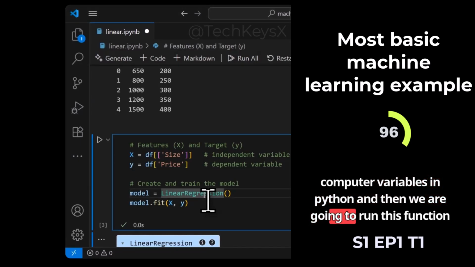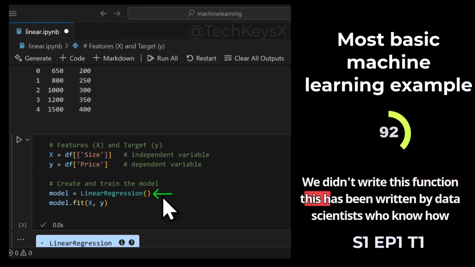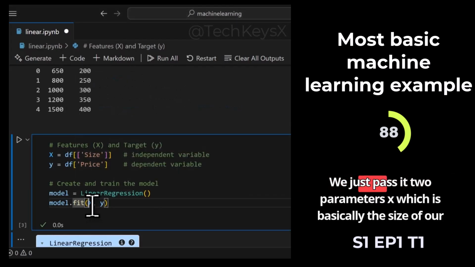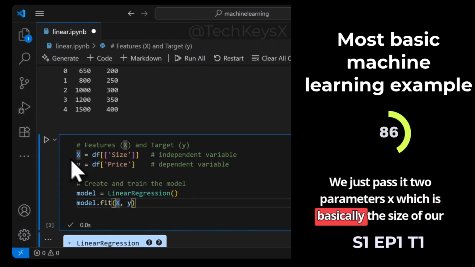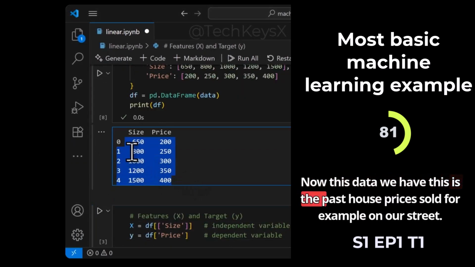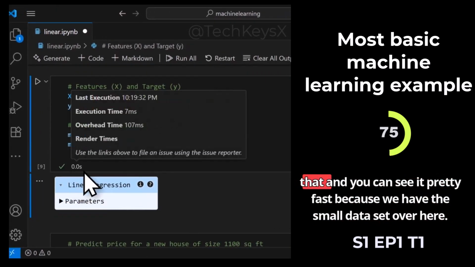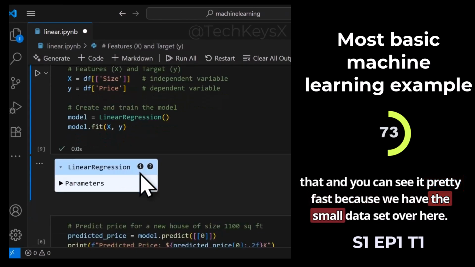And then we are going to run this function over here, linear regression. We didn't write this function. This has been written by data scientists who know how linear regression works. We just pass it the parameters x, which is basically the size of our house, and y, which is the price. Now this data we have is the past house prices sold, for example, on our street. So this is the past data. When you run this, it will calculate that, and you can see it's pretty fast because we have a small data set over here.